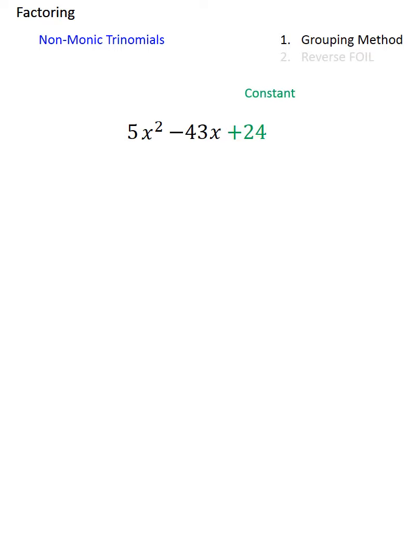Let's recall some vocabulary. This is our constant term, our linear coefficient here, and our quadratic coefficient. And we're going to use the coefficients only in this very strange process you're about to see, and we're not going to pay any attention to the x squared or the x. So you take your linear coefficient, and then for no apparent reason whatsoever, you multiply your quadratic times your constant. 5 times 24 in this case is 120.